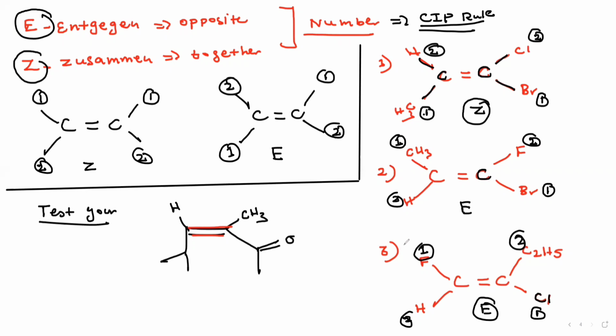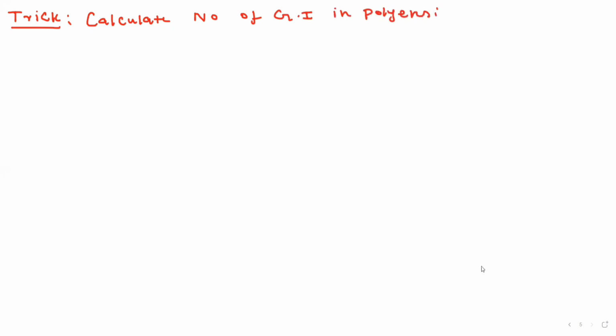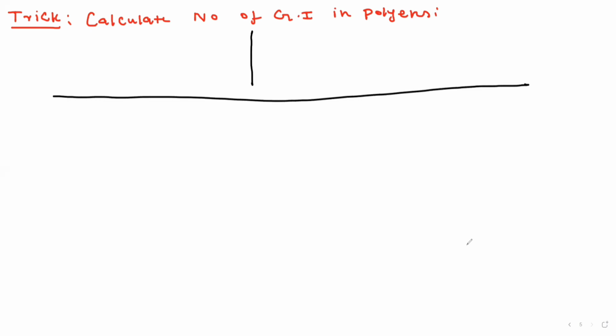Now this is very, very important: how to calculate the number of GI for polyenes. For example, a compound containing more than 1 or 2 double bonds. How do we find the number of GI? I'm going to use a trick. Please note the trick, very important. Calculate the number of GI in polyenes. Simple. Make a table with columns. Take this one, very simple. Just wait.